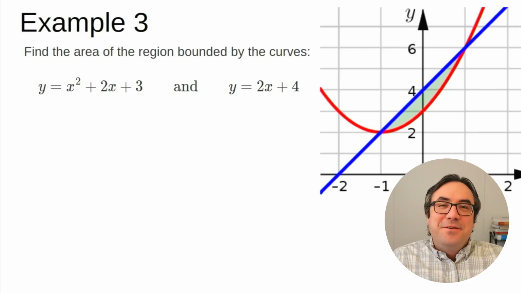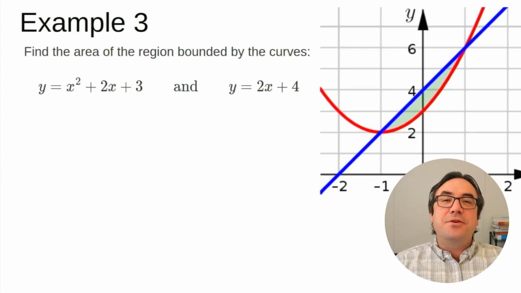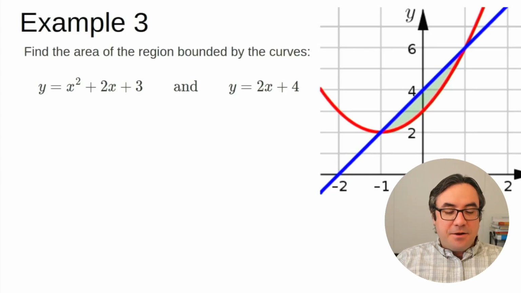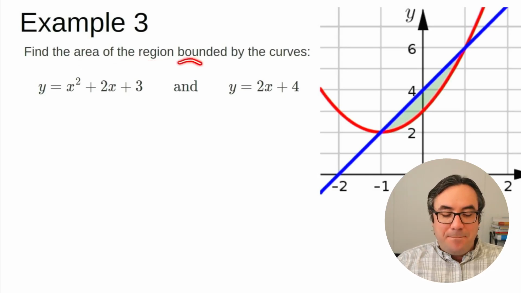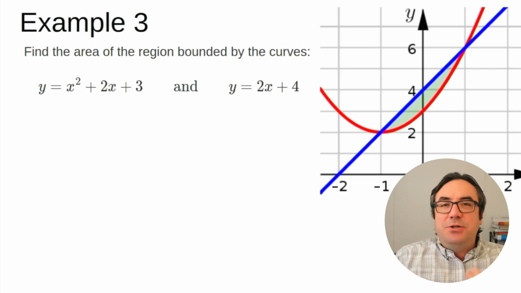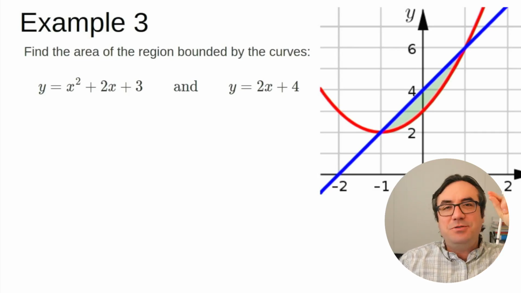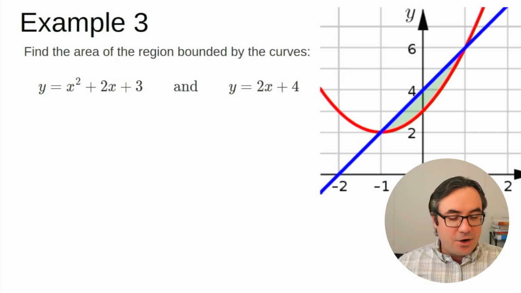Welcome everyone. For today's prep, we're going to look at another example for finding the area in between two curves. And for this one, we're going to see how to find the area for a region that's bounded by the two curves. So it's essentially bounded between two intersection points. We're going from one intersection point to another one. And that's what we see on our graph here.